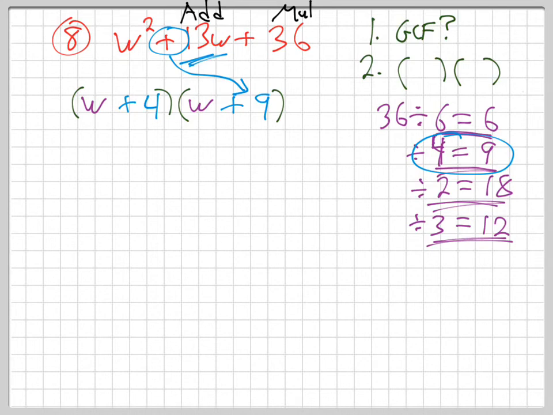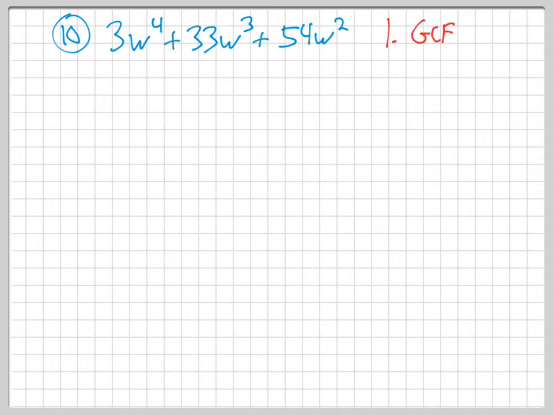All right. So number 10: 3w to the 4th plus 33w to the 3rd plus 54w squared. So it just got a little bigger, a little more interesting. What's the first step? First thing we're supposed to look for in every factoring problem? GCF. And remember, you do one big parenthesis on that step before you go on to the second step and do the two parentheses. So is there a GCF here?